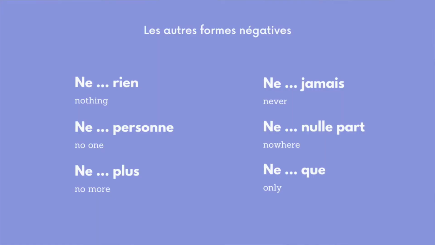The other negative words or negative forms that you could find in French. Ne rien, ne personne, ne plus, ne jamais, ne nulle part, ne que.